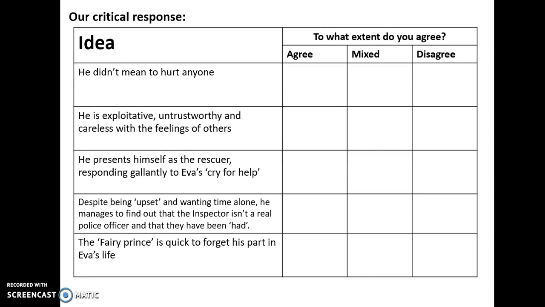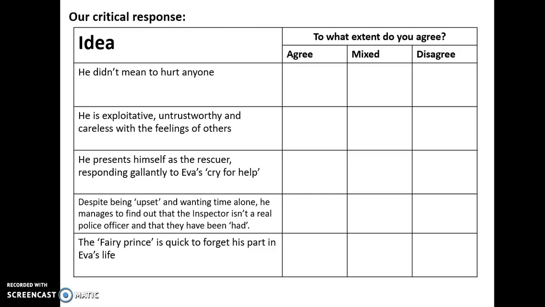Okay, so let's think about this together. We have got here five ideas that the writer makes clear within her article. Firstly, Gerald didn't mean to hurt anyone. We're going to think about these ideas and to what extent we agree with the writer. Do we agree or do we disagree? Or are we mixed in our response? Do we both agree and disagree? Because that is always perfectly possible.